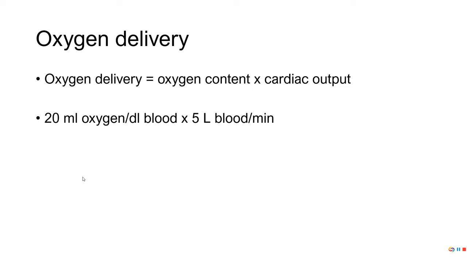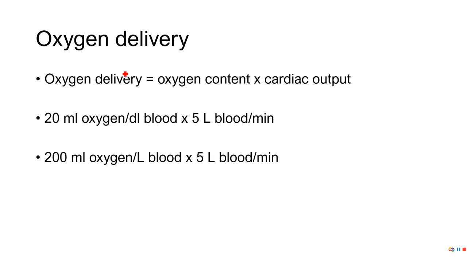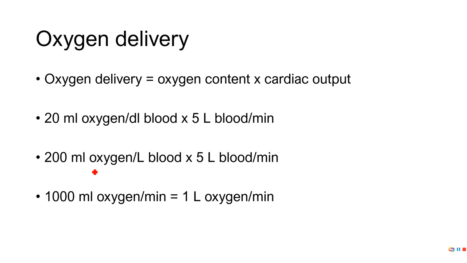To convert deciliters into liters, there's 10 deciliters in a liter, so we go 20 times 10. So now we've got 200 mils of oxygen per liter of blood times 5 liters of blood per minute. That gives us 1,000 mils of oxygen per minute, or in other words, 1 liter of oxygen per minute being delivered. Now let's say that our cardiac output increases to 25 liters a minute. Well, then our oxygen delivery would be 5 liters.